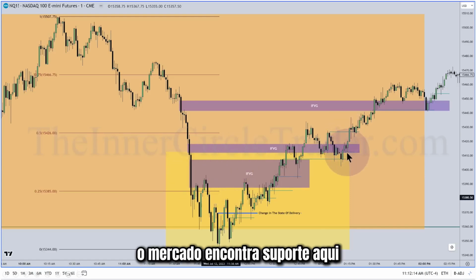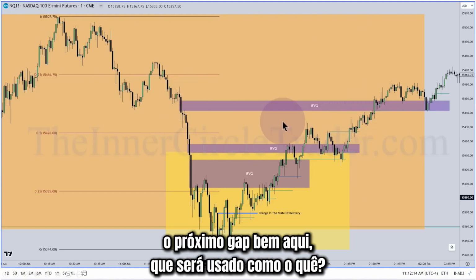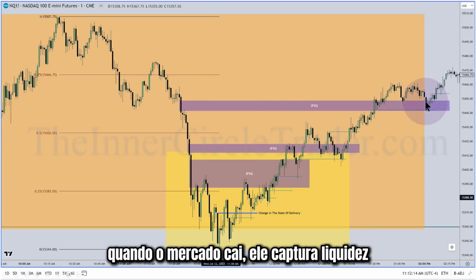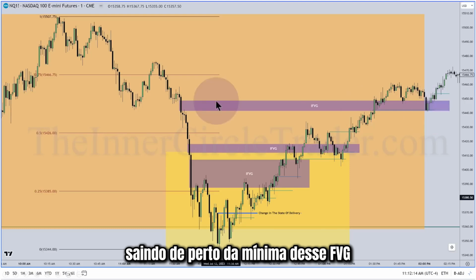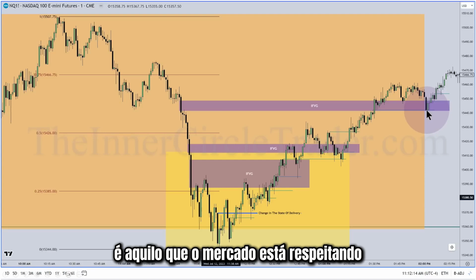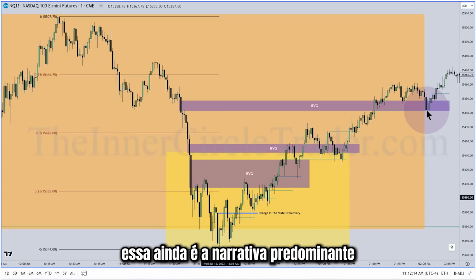The market finds support here, rallies, takes out the high, and trades up into what? The next gap over here, which will be treated as what? An inversion fair value gap. When we drop down, we're taking out sell side here, and we're doing what? We're rallying off of the low of this fair value gap. So this candlestick's high, that's what we're respecting over there. Look at the bodies. It's telling you the story. It's supporting the idea that that is still the underlying narrative.